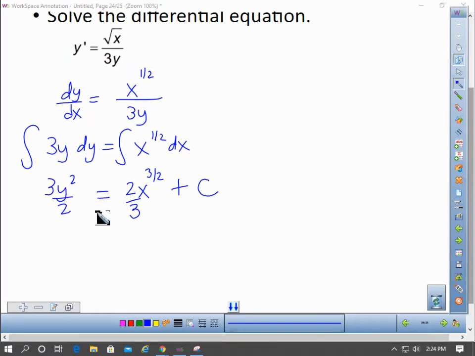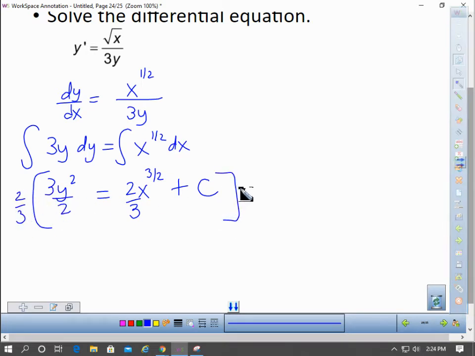And now I'm going to get rid of my fractions. So basically I'm solving for y. So let me first multiply by 2/3. That'll get rid of my coefficient. So I'm going to multiply everything by 2/3. So that'll be y squared equals 4/9 x to the 3/2 plus 2/3 c.